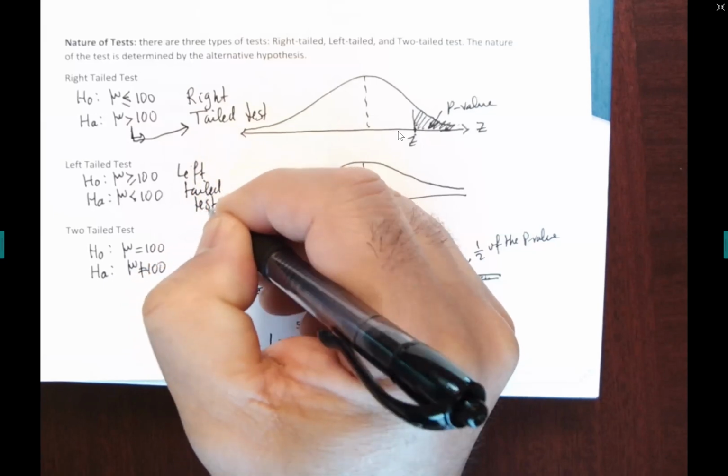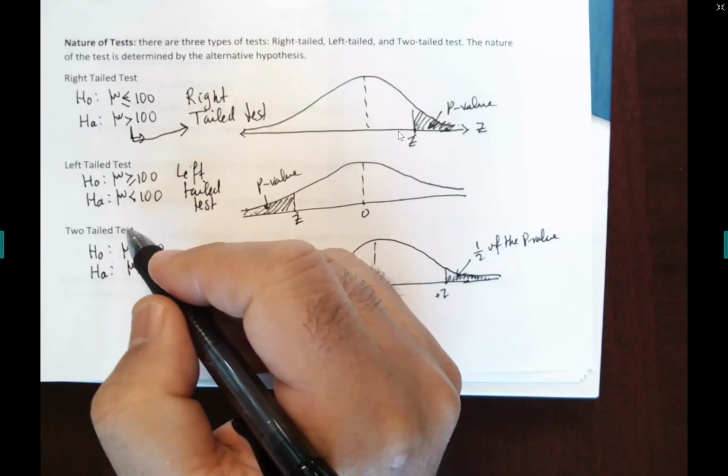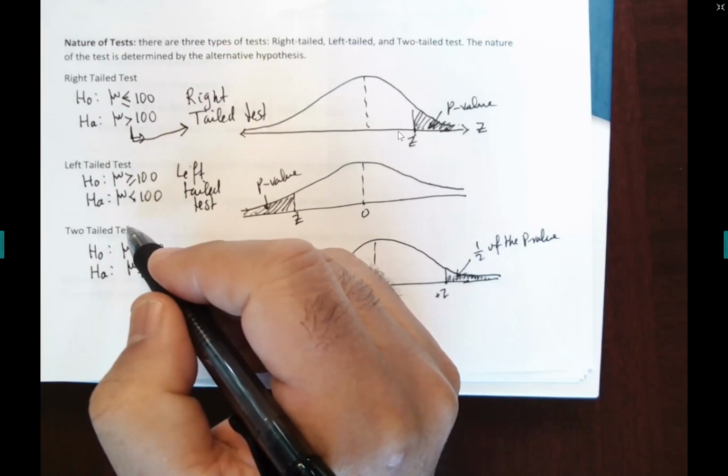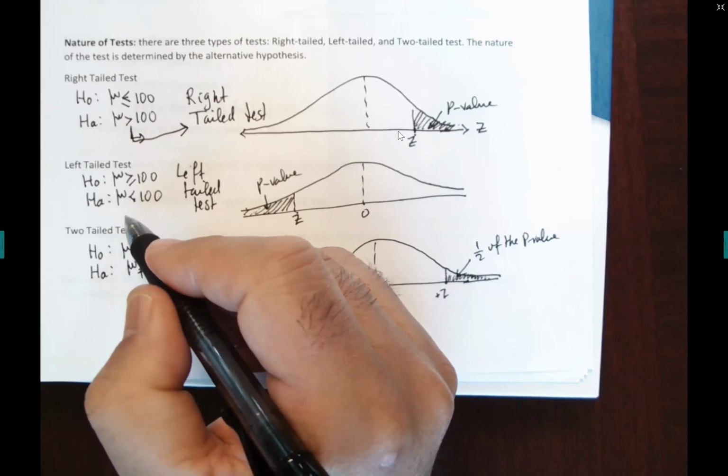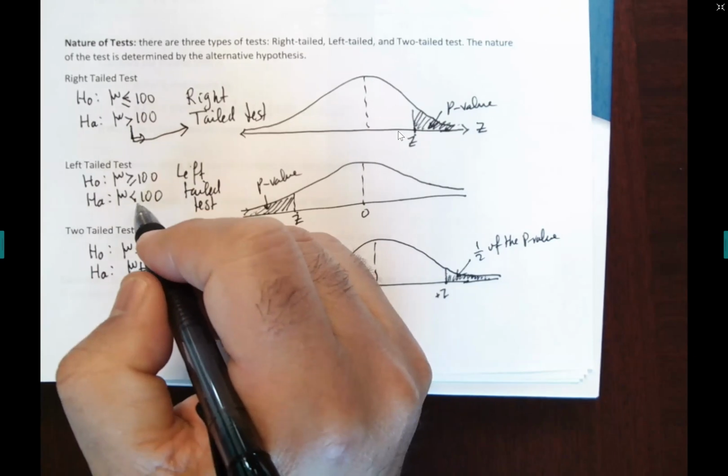So there will be homework questions where he gives you these two and asks you to choose the type, the nature of the test. Is it a right tail test, left tail test, or two tail test? If it is greater than, you choose right. If it is less than, you choose left.